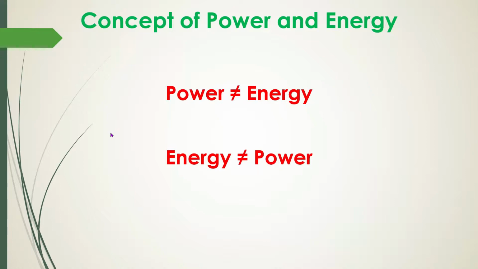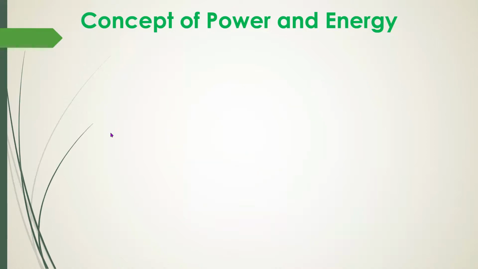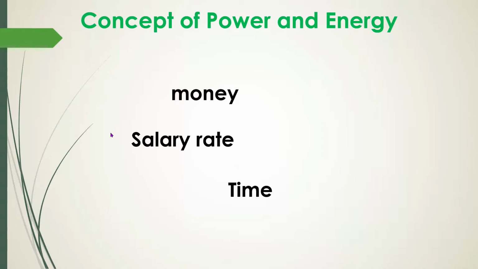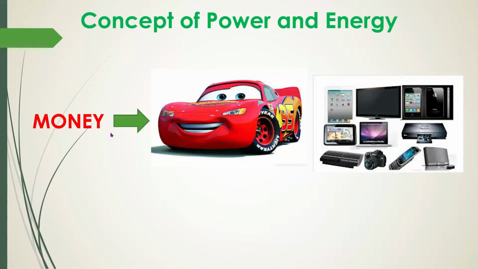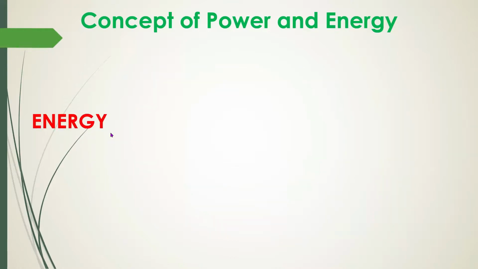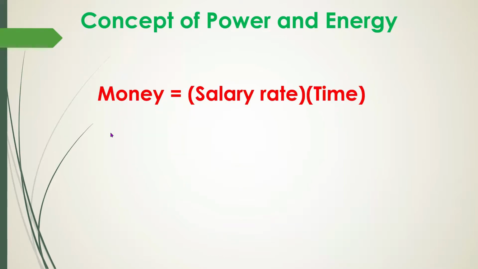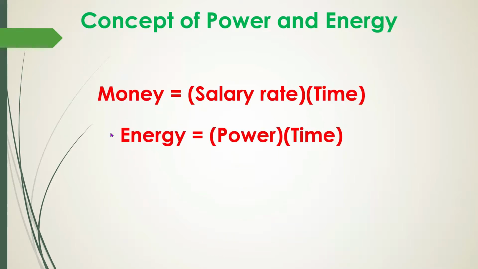Let's say you are a working student. Since you are working, then you have money, salary rate, and time of working. So, let's say money is energy, salary rate is power. If you have money it means you can buy things, same goes for energy. If you have energy you can do things. But to obtain money you need to have time to work at a salary rate, same with energy, you need time and power.